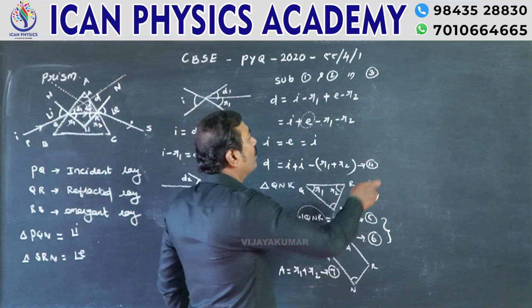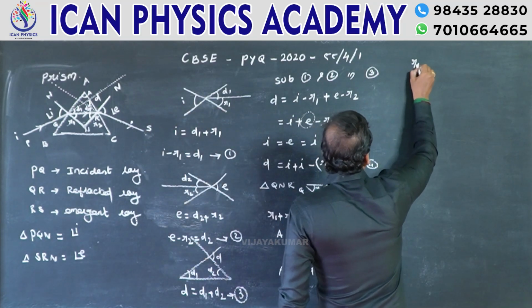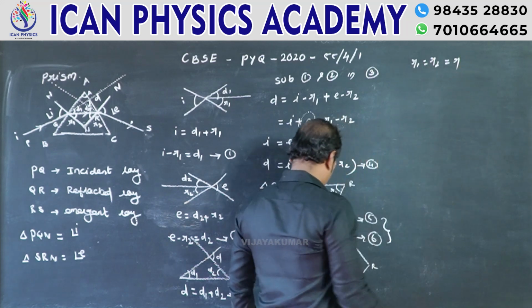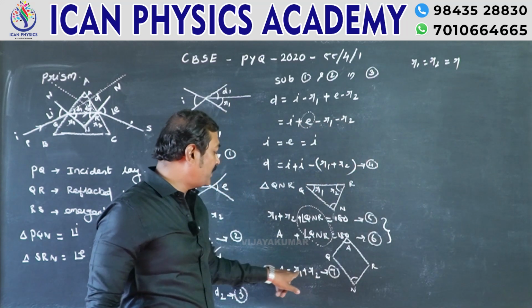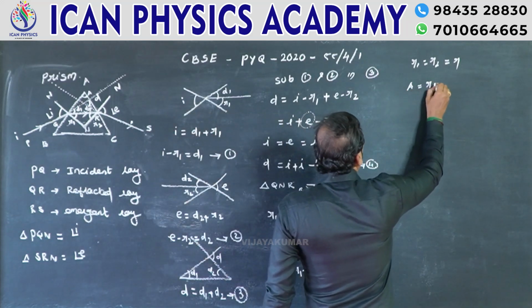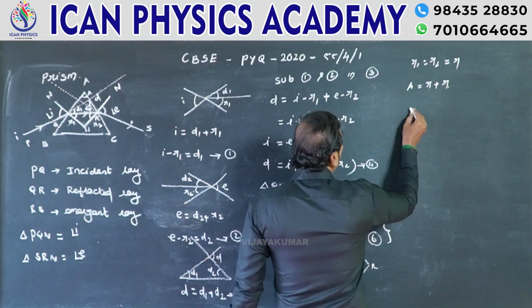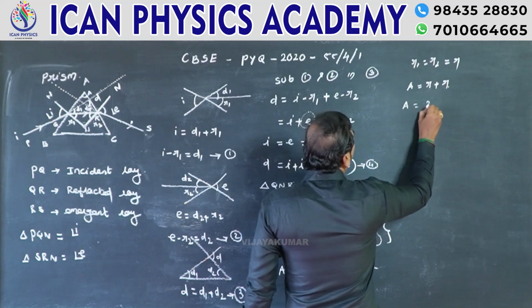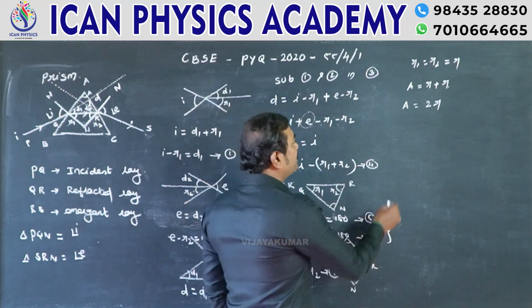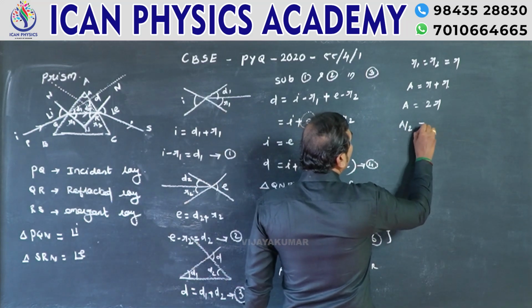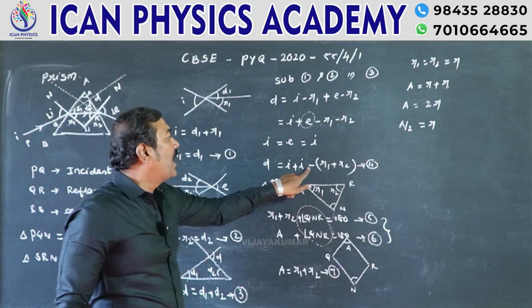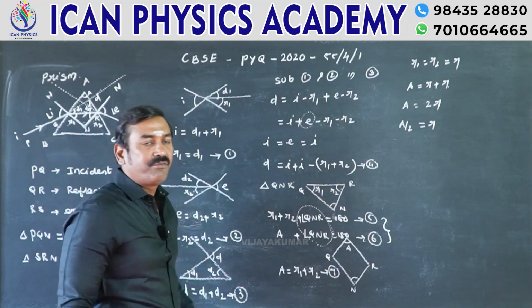Okay, fine. Now the angle of refraction R1 equal to R2 equal to R. Then what happens? R1 plus R2 equal to A. So A equal to R plus R, that is 2R. So A equal to 2R. The multiplication by 2 goes to this side as division by 2. So A by 2 equal to R. Okay. Now we can modify equation 4.